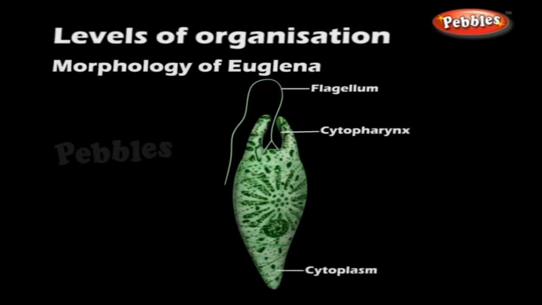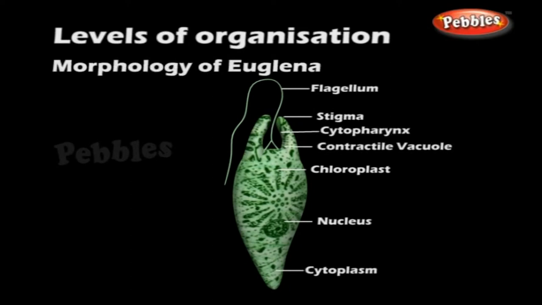The cytoplasm of Euglena is divided into outer ectoplasm and inner endoplasm. Endoplasm contains cellular organelles such as stigma, chloroplasts, mitochondria, nucleus, contractile vacuole, and other common organelles. Euglena contains many slender, band-like, elongated chloroplasts, which are arranged like the rays of a star. With the help of chloroplasts, this organism prepares its own food, named paramylon, a polysaccharide.